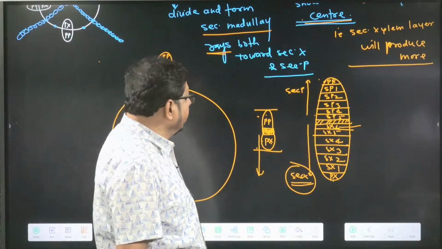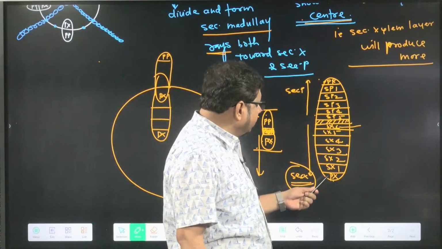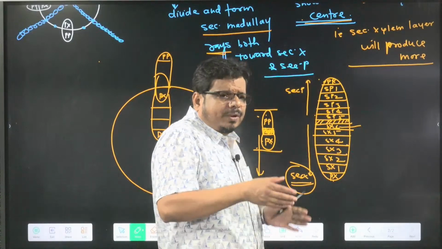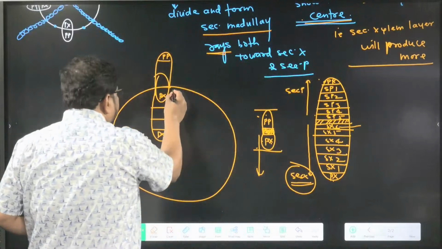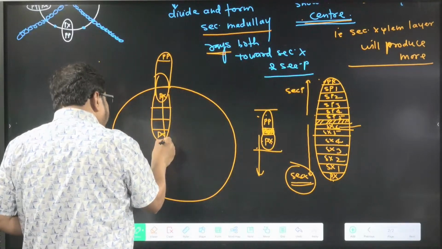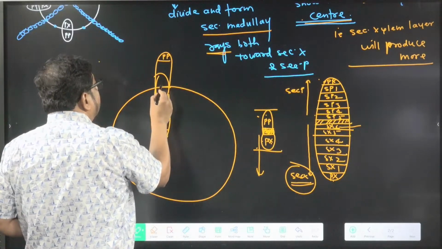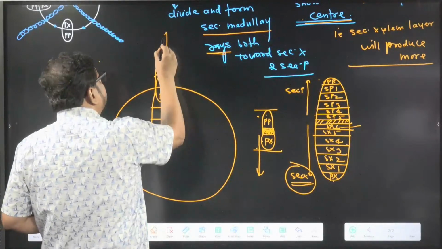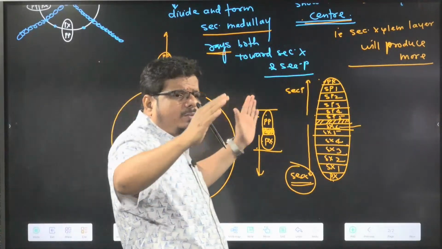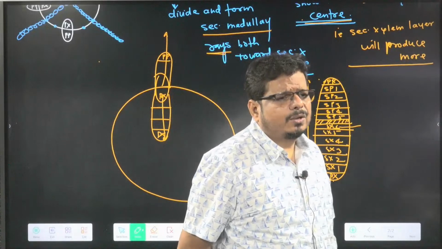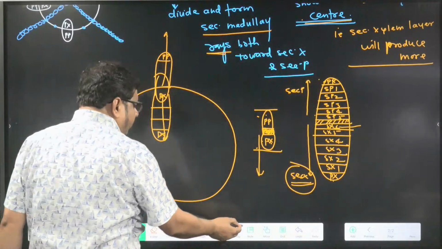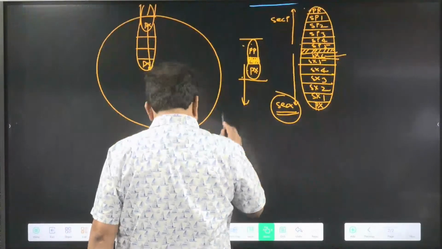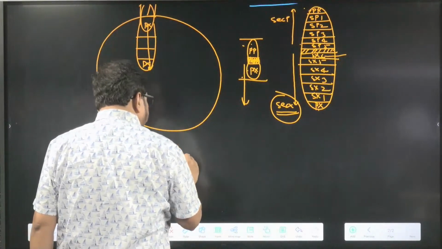Is it clear in the mind? And who is the oldest here? Primary xylem. So when new layers are forming, who is pushing toward the center? Xylem is pushing toward the center, and phloem is pushing toward the periphery. Are you getting the idea or not? Now I am writing a conclusion of it. So what is the conclusion?